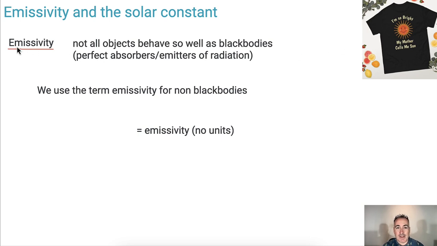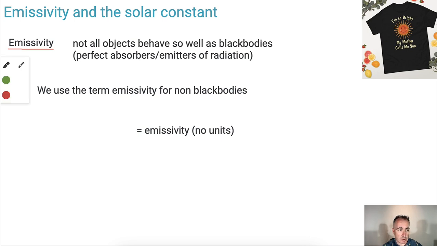So emissivity is what we're going to talk about in a solar constant. We've been talking before about black bodies and how stars are black bodies. What we mean by a black body is it's a perfect emitter or absorber of radiation. But not all real objects behave like that. So what happens if an object isn't like a black body? It isn't quite. So we're going to use a term called emissivity.